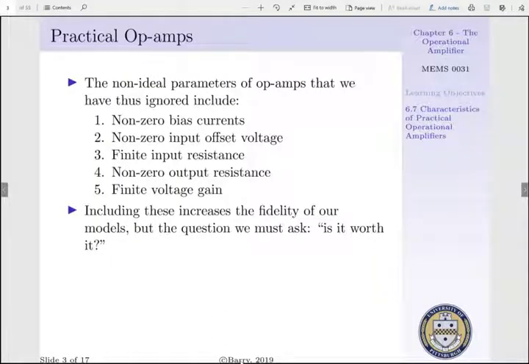To begin, thus far, we have ignored a lot of non-ideal parameters of our op-amps. Firstly, we have ignored our input current. That is, we've neglected a non-zero bias current. We've also assumed the voltage at our inverting and non-inverting terminals is one and the same. Thus, we have ignored a non-zero input offset voltage. We have not talked about the resistance of our op-amp, such that we assumed it was infinite. And lastly, we didn't talk about limitations on the gain of our op-amp. The offsets model and finite gain model will address these issues, but we have to keep in mind, as we increase the fidelity of our model, is it worth the computational cost?